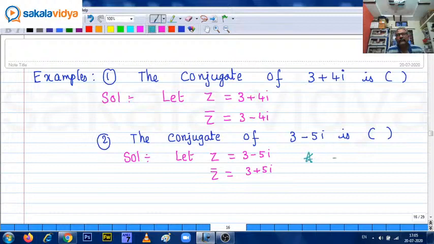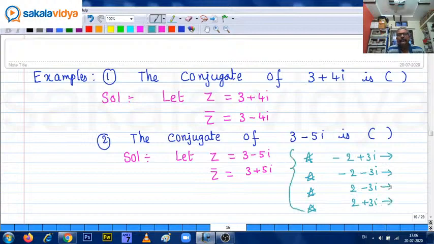Conjugate of minus 2 plus 3i. Conjugate of minus 2 minus 3i. Conjugate of 2 minus 3i. Conjugate of 2 plus 3i. So, conjugate of this one, conjugate of this one, conjugate of this one, and conjugate of this one. Write down in your notes.